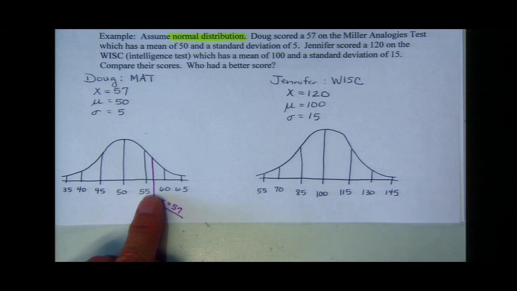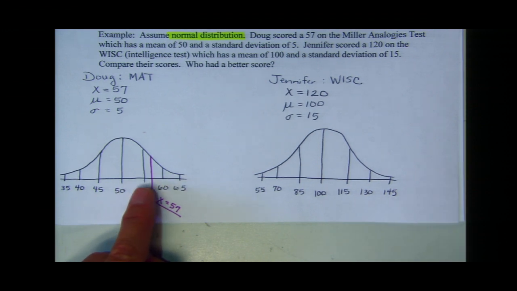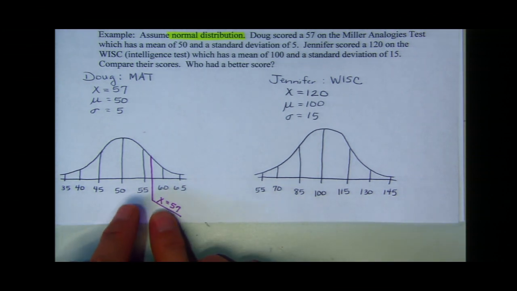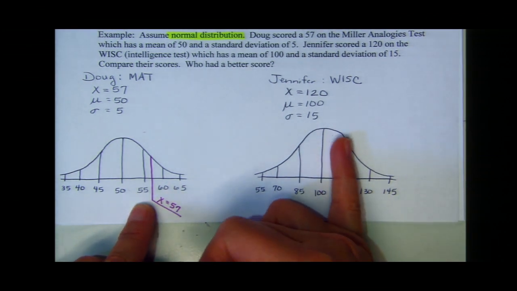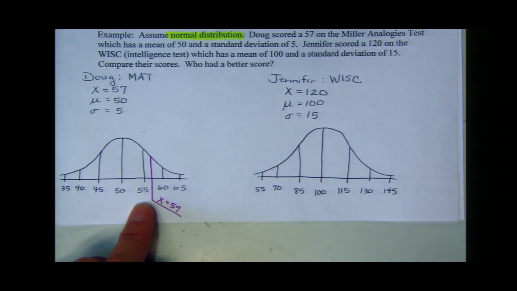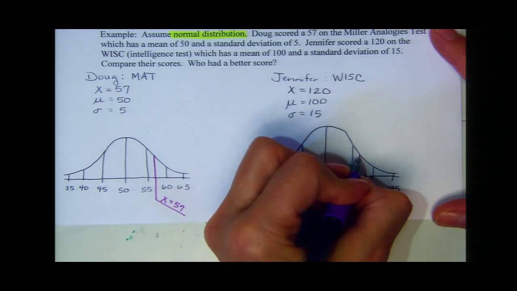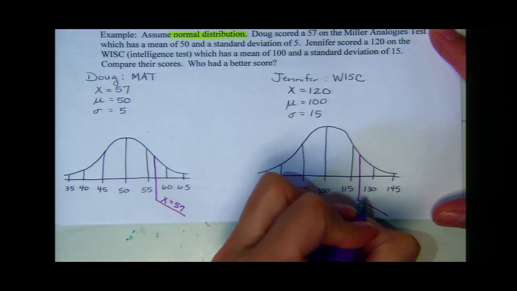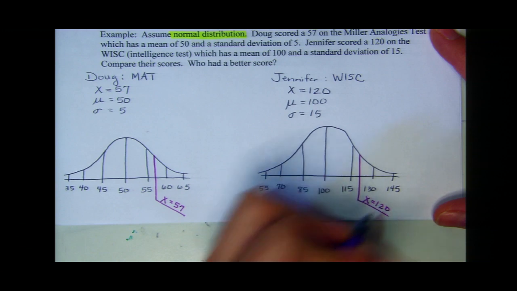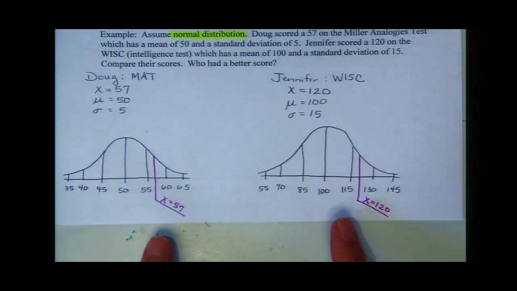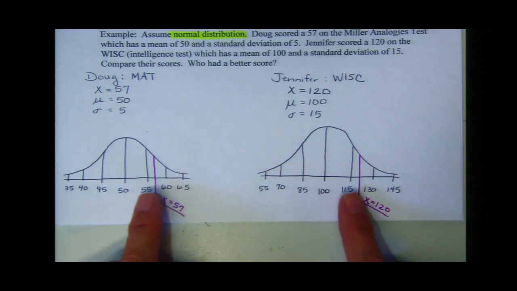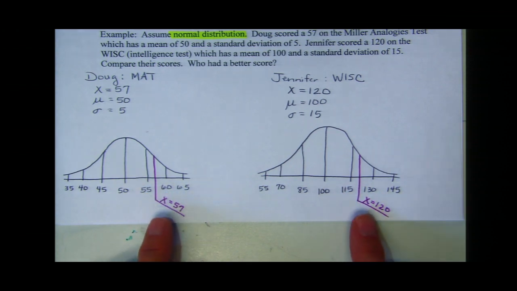Well, Jennifer is above average. Doug is between 1 and 2 standard deviations. If Jennifer is anywhere to the left of 1 standard deviation, then I know Doug did better. Well, she's at 120, which would be approximately right here. So now I look at this and see they both scored above average. They both scored between 1 and 2 standard deviations. And within that range, it appears that they scored exactly the same.